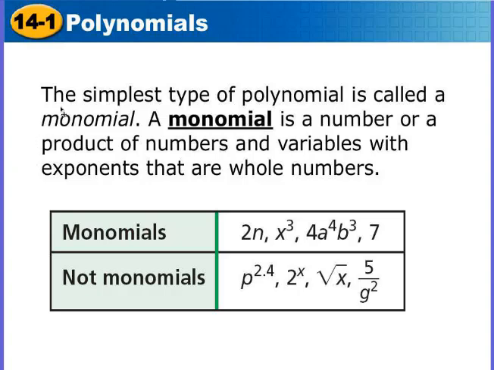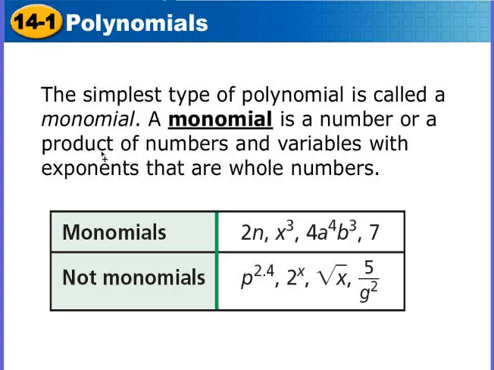So it says, the simplest type of polynomial is called a monomial. A monomial is a number or a product of numbers and variables with exponents that are whole numbers. Inside this, there are several things that we have to understand. A monomial is a single term. There will be no plus or minus. It's going to be the product, which means we're going to be multiplying. So that means we'll have numbers and letters that are shoved together.